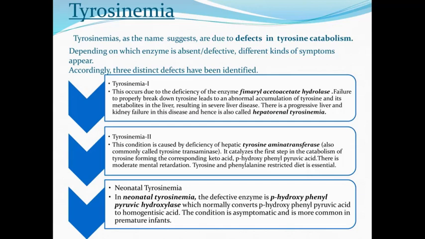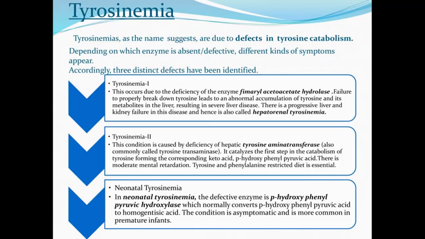There is a progressive liver and kidney failure in the disease, and hence it is also called hepatorenal tyrosinemia. Okay, so tyrosinemia 1 is the deficiency of your enzyme fumarylacetoacetate hydrolase, which leads to improper breakdown of tyrosine. Later there is a tyrosine accumulation and its metabolites in the liver, resulting in a severe liver disease.